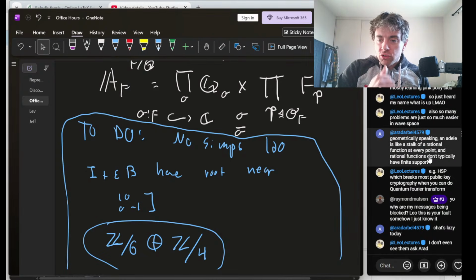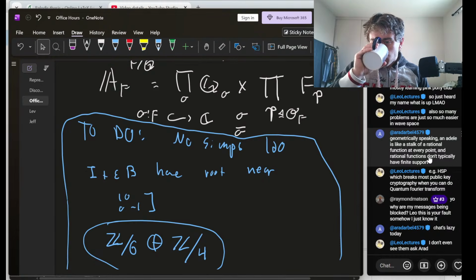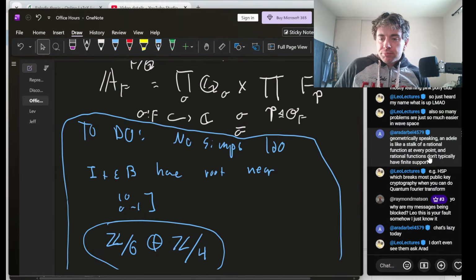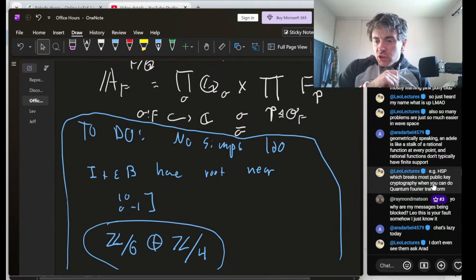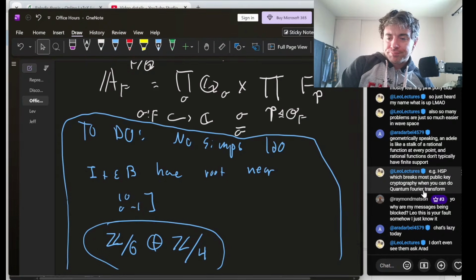Geometrically, an Adele is like a stalk of a rational function at every point. I suppose, yeah, a stalk at every prime. And rational functions typically don't have finite support. HSP, I don't know what that is, which breaks most public key cryptography when you can do quantum Fourier transform.